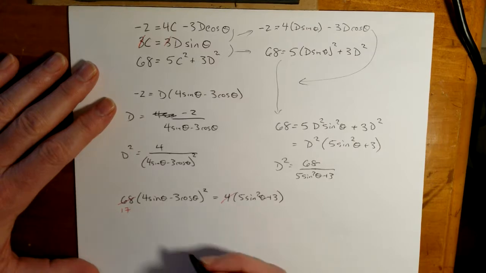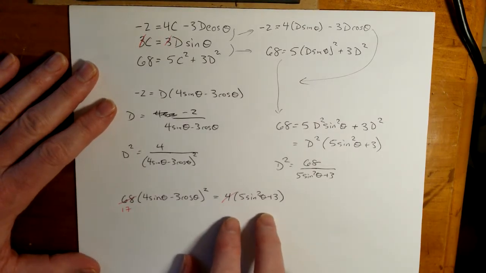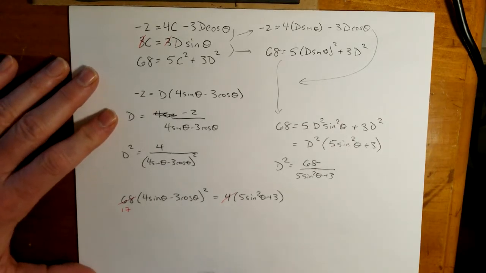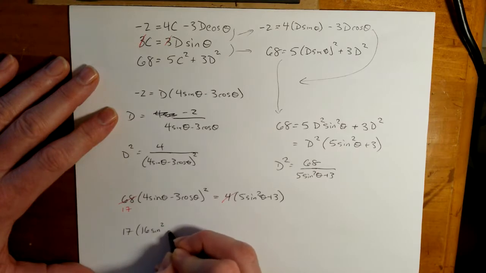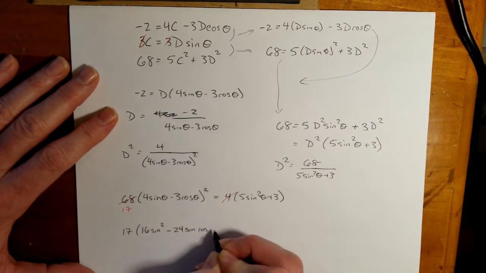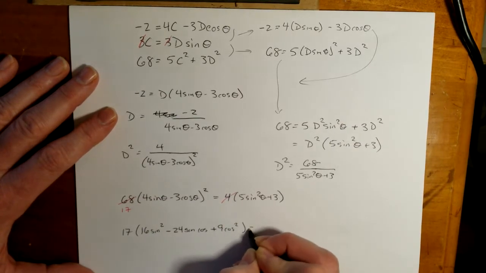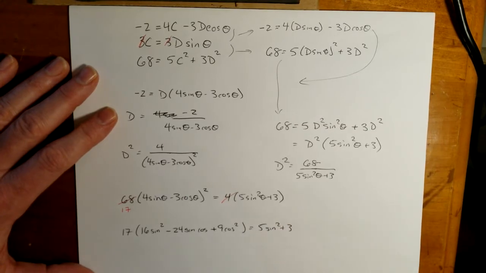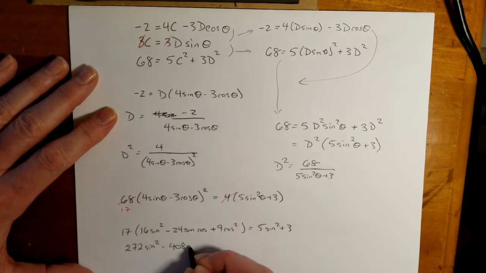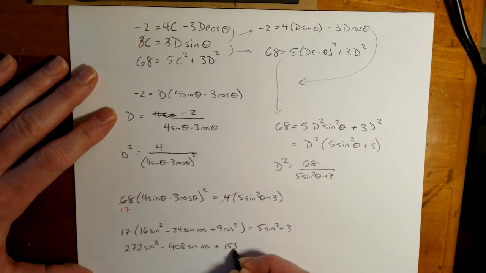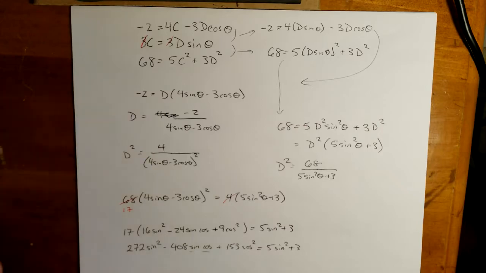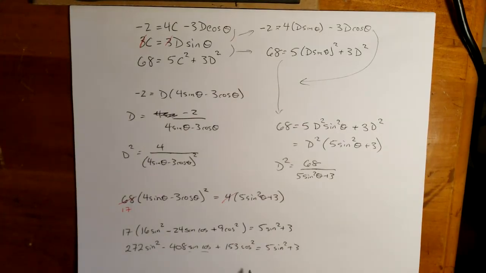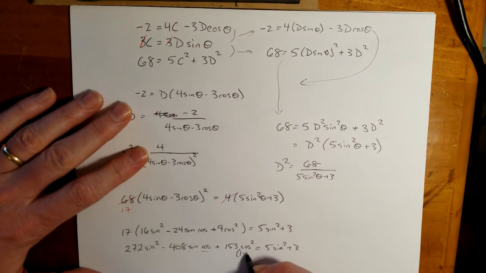And now let's just multiply some stuff out. Because theta is the only angle I'm dealing with here, I'm just going to drop writing theta. So when I write sine, it really means sine of theta. So this becomes 17 times 16 sine squared minus 24 sine cosine plus 9 cosine squared is equal to 5 sine squared plus 3. Distributing the 17, I get 272 sine squared minus 408 sine cosine plus 153 cosine squared is equal to 5 sine squared plus 3. Now I've got the sine and cosine mixed in together here, plus a cosine squared there. So I need to get it in terms of the same trig function. And so I know that this is 1 minus sine squared.